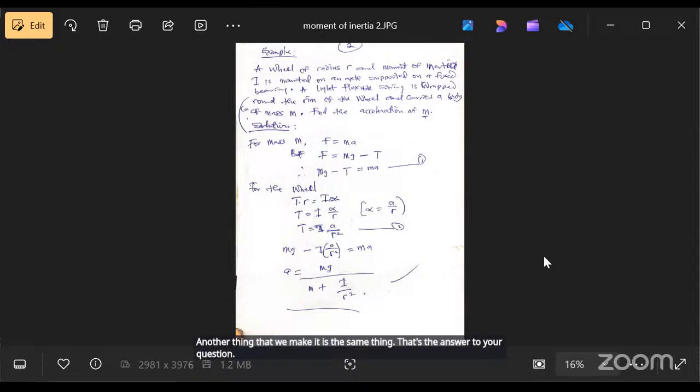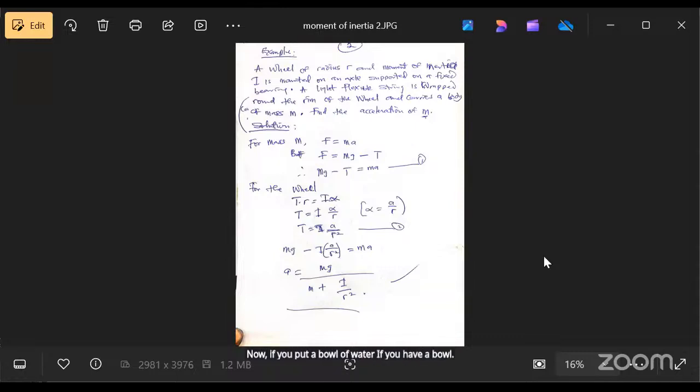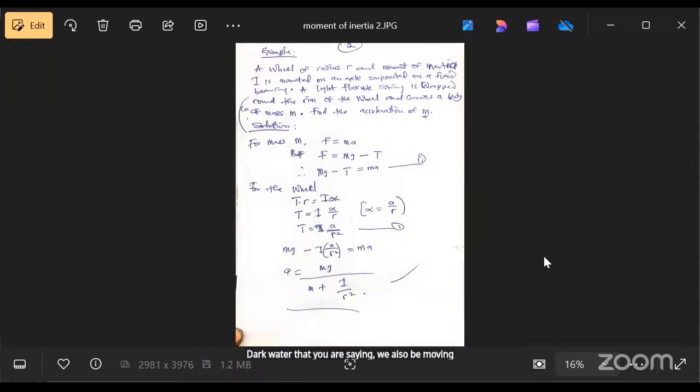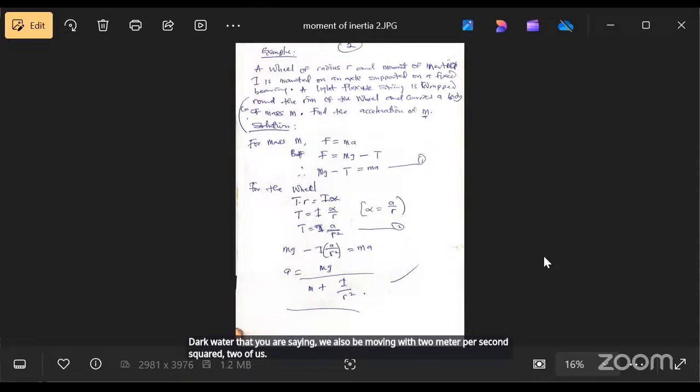Now, if you have a bowl and you put water there, and you put a stick and start stirring that water with an acceleration of 2 meters per second squared, the way you are stirring the water in the bowl is with 2 meters per second squared. That water that you are stirring will also be moving with 2 meters per second squared. True or false?